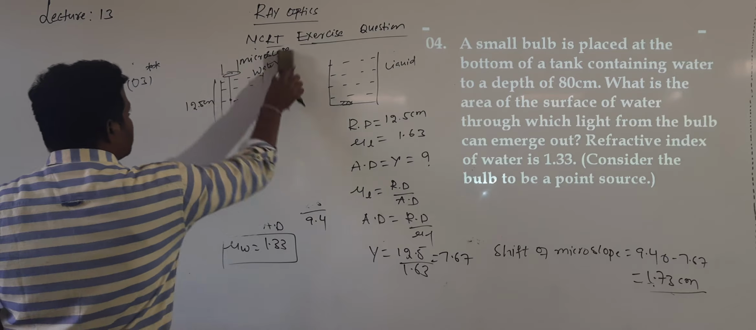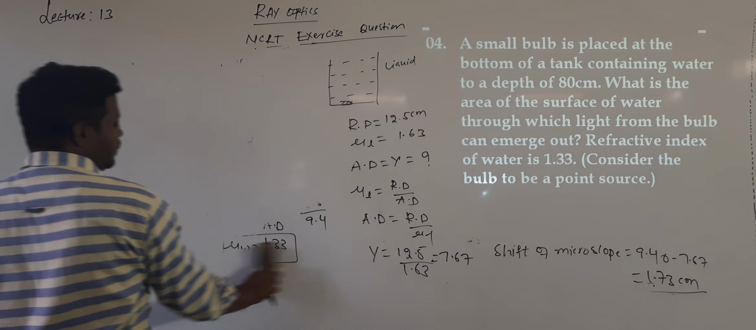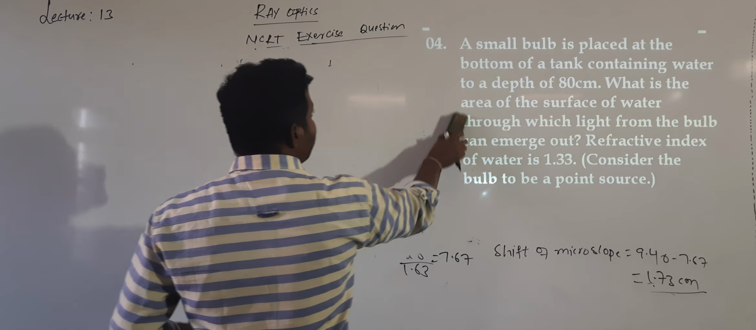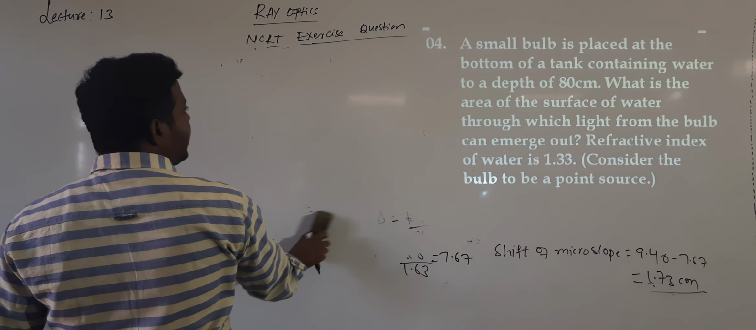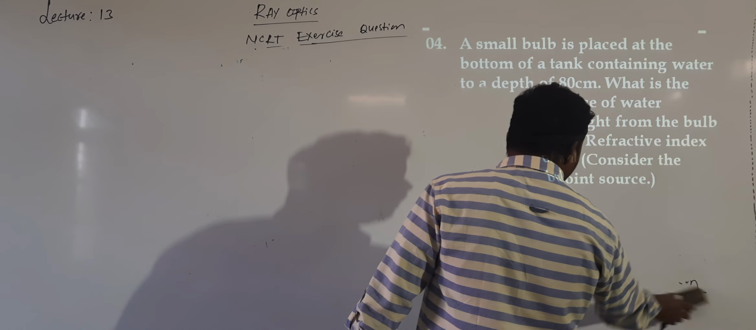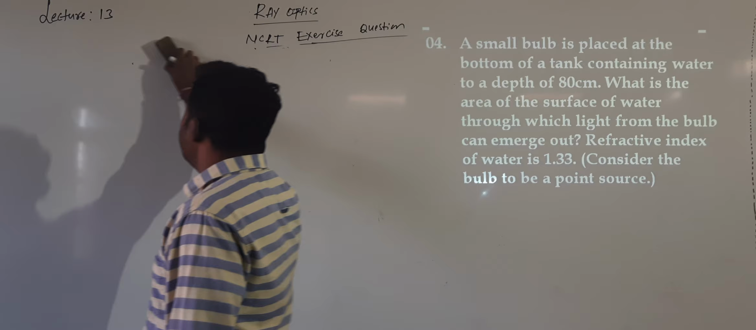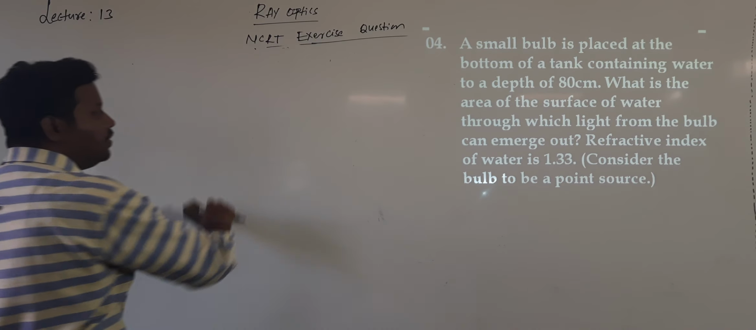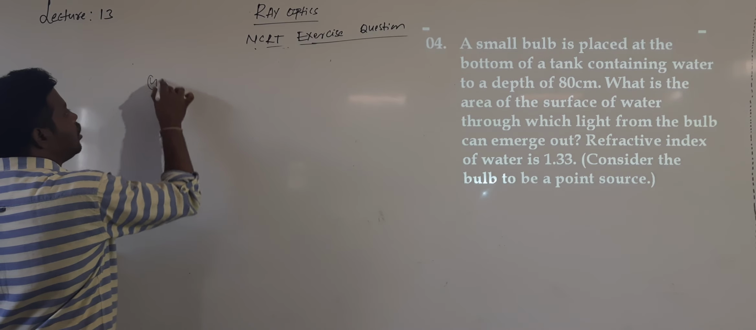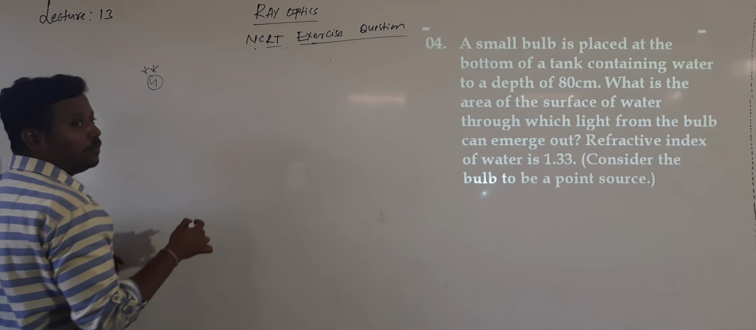The third question is over. So question number 4. What is this question? A small bubble is placed at the bottom of a tank containing water to a depth of 80 centimeters. What is the area? This question is also very important. This is also one of the applications of total internal reflection. Even in objective questions, this concept is very important.